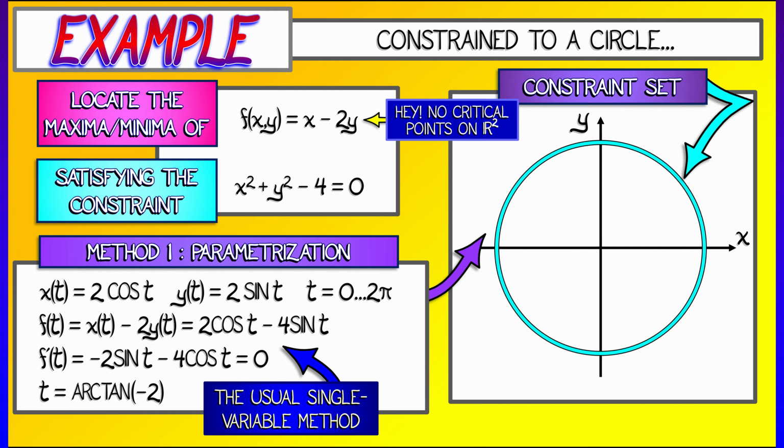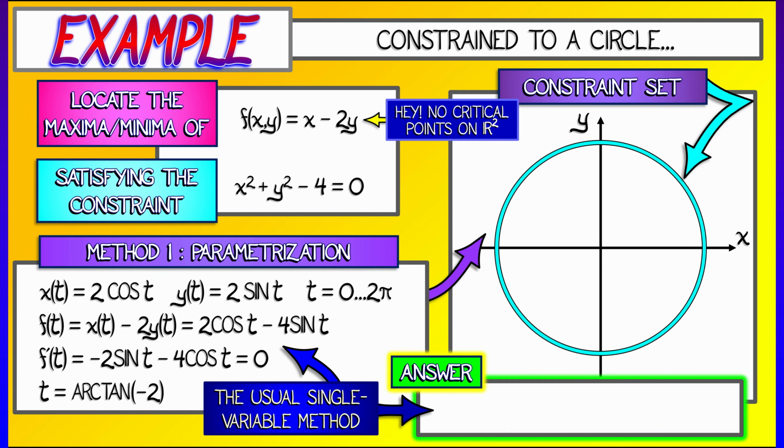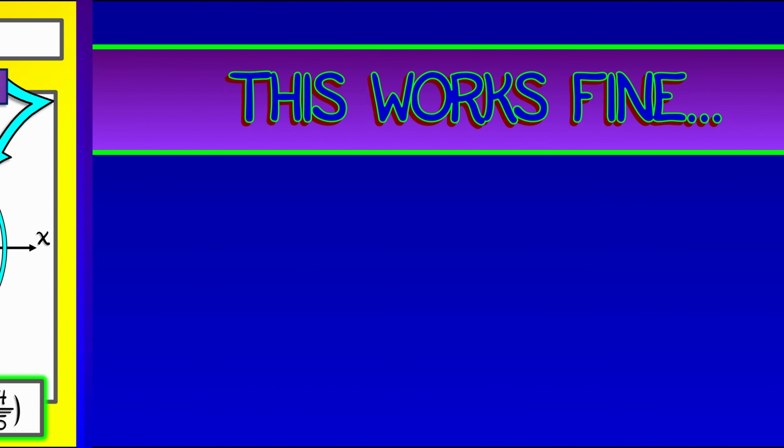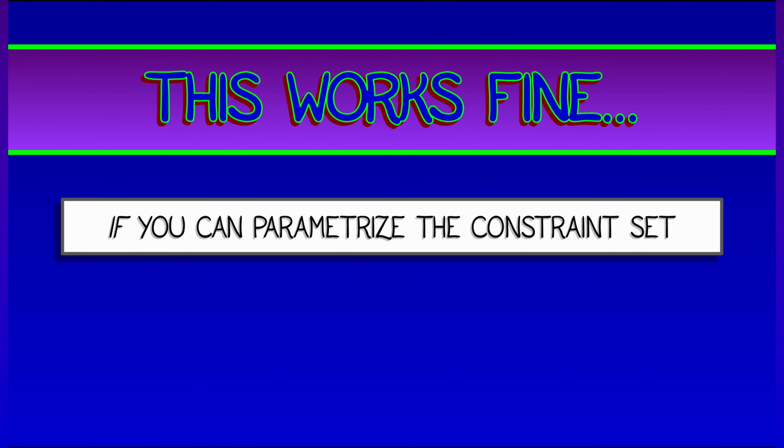You got to be a little careful. Arctangent is going to take two values here, and we're going to get two critical points. A maximum at x equals 2 over root 5, y equals negative 4 over root 5, and a minimum at minus 2 over root 5 and positive 4 over root 5. Okay, that's the traditional way to do it. That's how you would do it if you had something nice like a circle in this case, and that works.